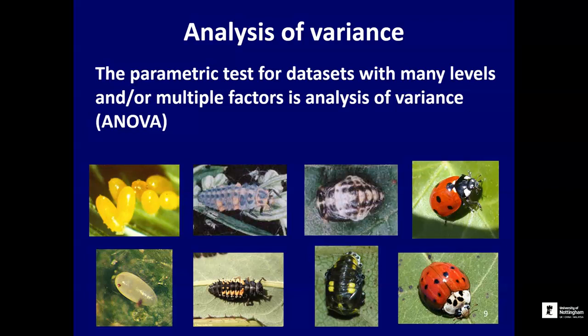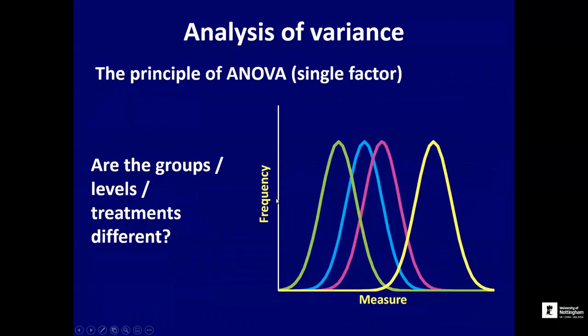So the magical solution is actually a parametric statistical test called analysis of variance that allows you to evaluate any number of factors and/or levels simultaneously. So it's a really powerful statistical test, and it is very flexible because we can use it for lots of different situations. So that's what we're going to look at in today's lecture.